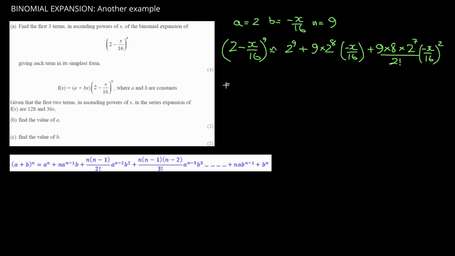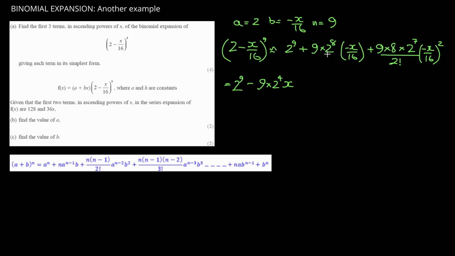Okay, let's write this out again. 2 to the 9 can't be simplified. Plus, now, 2 to the 8, and I've got 16 on the bottom here, which is 2 to the 4. So this is 9 multiplied by 2 to the 4. I'm lucky I can change my plus sign to a negative. And that should be okay for the second term.